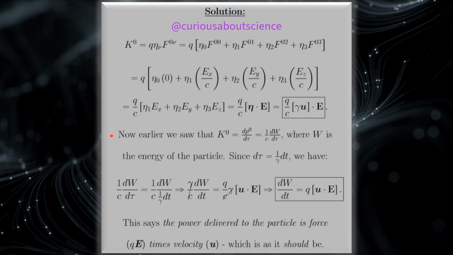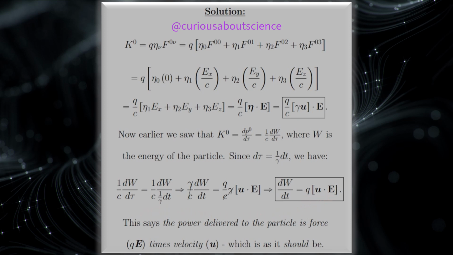Earlier we saw that the zeroth component of the Minkowski force, with respect to the energy-momentum four-vector, turned out to be 1/c dW/dτ, where W is the energy of the particle. Since dτ is equal to 1/γ dt, relating proper time and ordinary time, we can plug everything in. This zeroth component has to be equal to that, so we set them equal to one another. The γc cancels with the γc on the right-hand side, and we're left with dW/dt equal to q u·E.